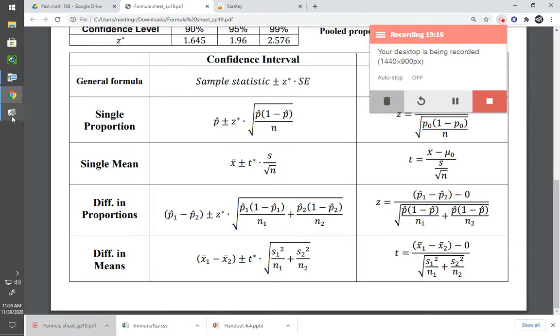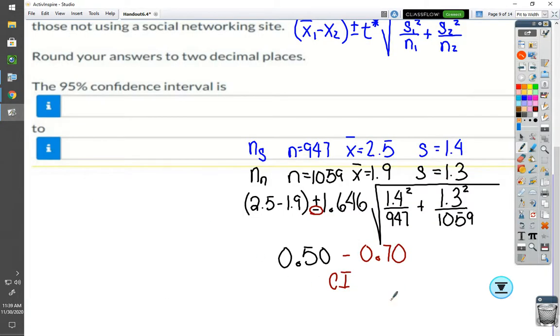Back at it, and new battery. So my two interval endpoints are 0.5 when rounded, up to 0.7, again when rounded.